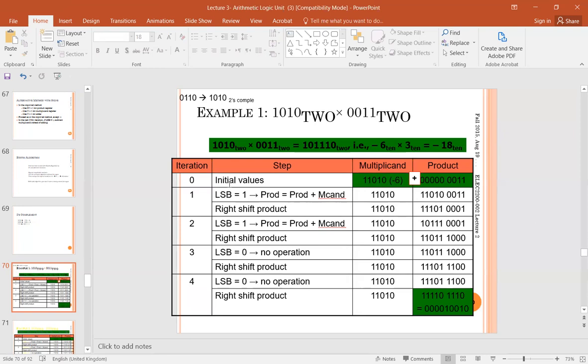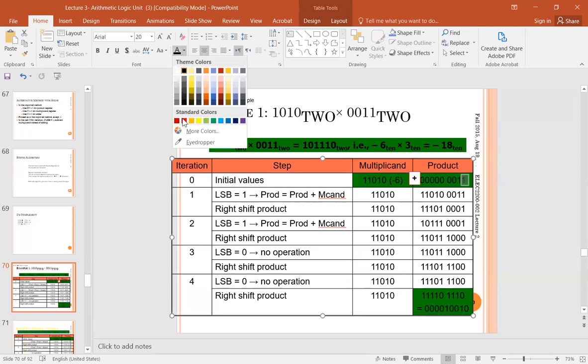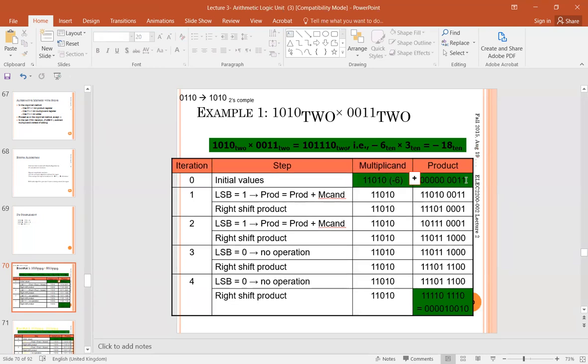So I initiate my counter to 0. I look now at my least significant bit on my multiplier, which is here. This is 1, so now I can mark it with red because I know what I'm doing now. All right, so this is 1 here. And this is my multiplicand, so I need to add. So least significant bit is 1, so my product equals product plus multiplicand. So this is my product.